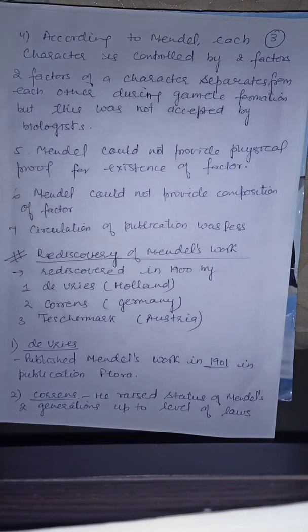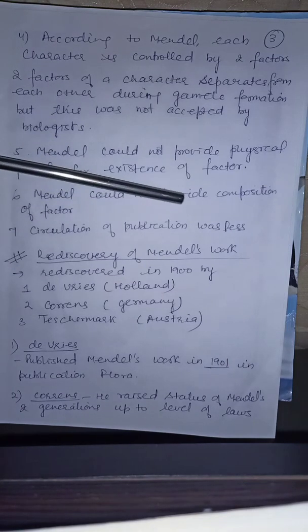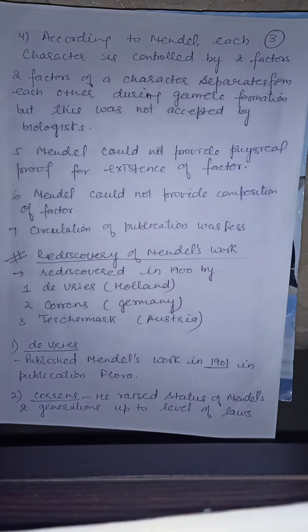At the time of Mendel, circulation of publications was less. Print media was very less active at that time. So till 1900, the work of Mendel went undiscovered. Rediscovery of Mendel's work was done independently by three scientists: Hugo de Vries in Holland, Correns in Germany, and Tschermak in Austria. Hugo de Vries published Mendel's work in 1901 in the publication Flora.